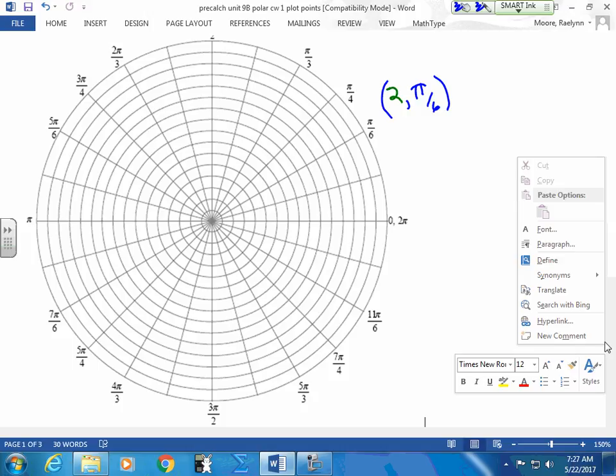Alright, so 2, pi over 6. So let's find your radius of 2. Here's your radius of 1. Here's your radius of 2. So you're in that circle, and you're going to find pi over 6. These make me blind. Totally blind. And my board is always a little bit off, so my points are never exactly on the pole. A radius of 2, that's your directed distance. Find your 1 and then come out to 2 and plot that point.